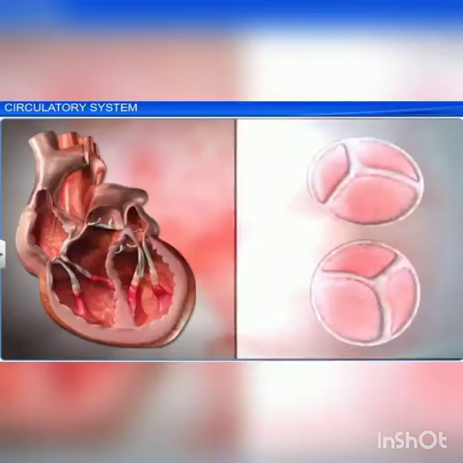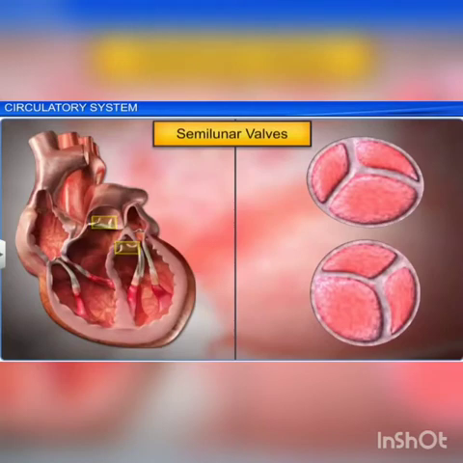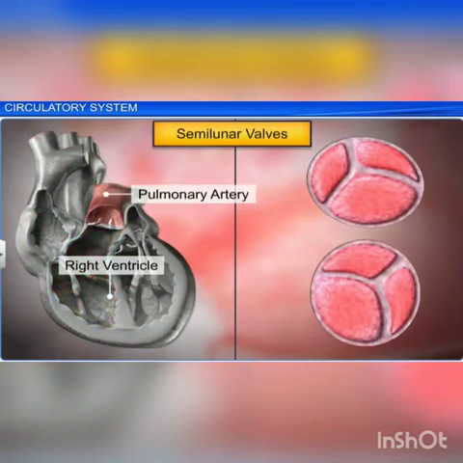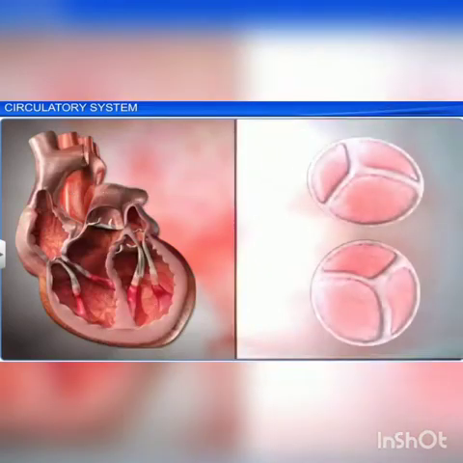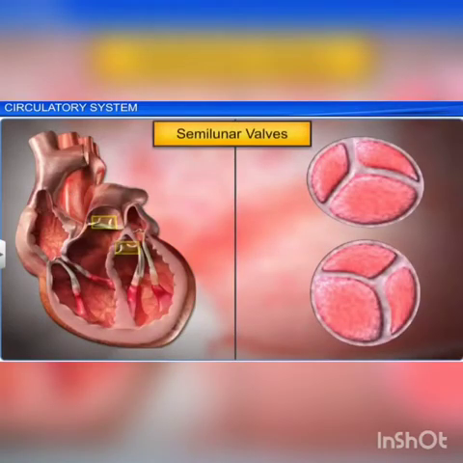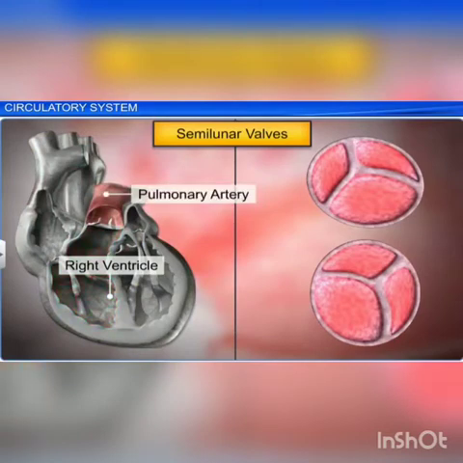The opening of the right and the left ventricles into the pulmonary artery and the aorta is guarded by aortic and pulmonary valves, also called semilunar valves. These semilunar valves are present at the base of the pulmonary artery and the aorta. Each semilunar valve is made up of 3 half-moon shaped cups.